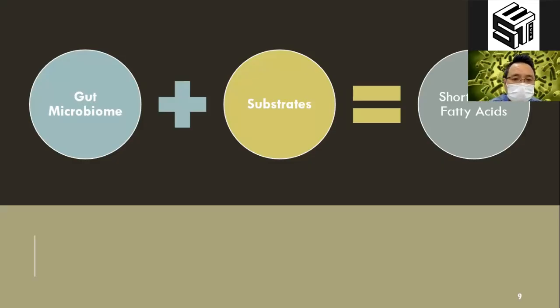Examples of short-chain fatty acid are acetic acid, propionic acid, and butyric acid. These are the predominant types of short-chain fatty acid. And all the beneficial effects that we see are actually due to this short-chain fatty acid, as well as the growth of the gut microbiome, or the growth of our intestinal bacteria in our colon.